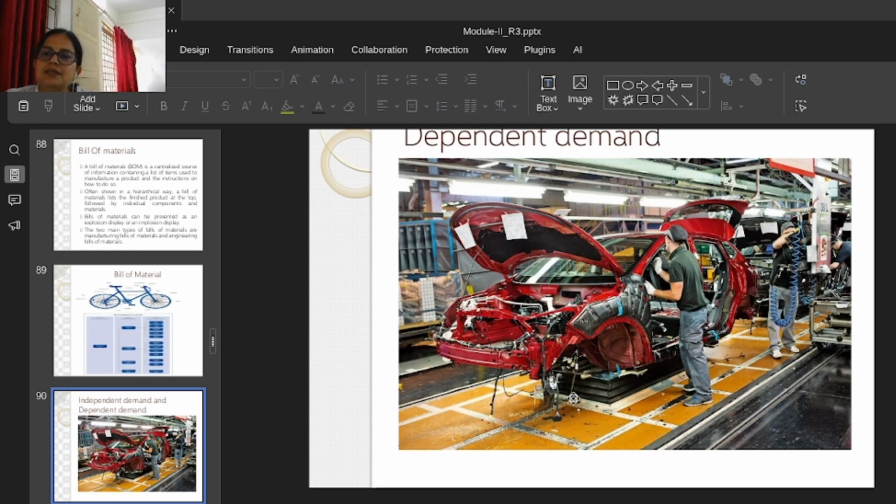So this is the dependent demand. We can see car is the independent demand, but a lot of parts, a lot of assemblies, sub-assemblies we need to have to make this car, independent demand. So these parts, these sub-assemblies, these are called the dependent demand.